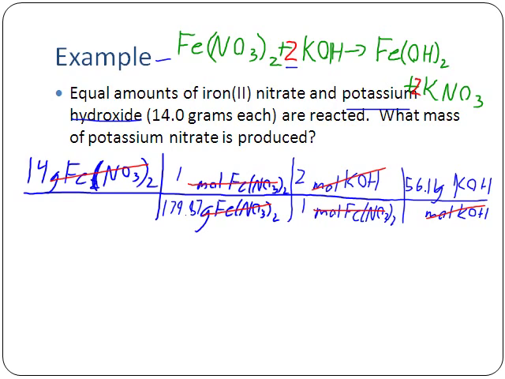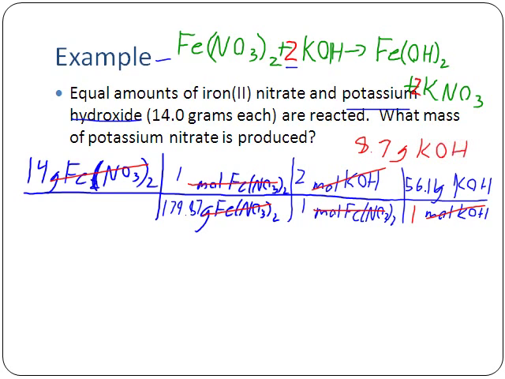We say 14 grams of iron 2 nitrate times 1 times 2 times 56.1, and we're going to take that and divide it by what's on bottom, 179.87, and then divided by 1. And so when you do this, we get a final answer of 8.734, which to two significant figures would be 8.7 grams of potassium hydroxide.